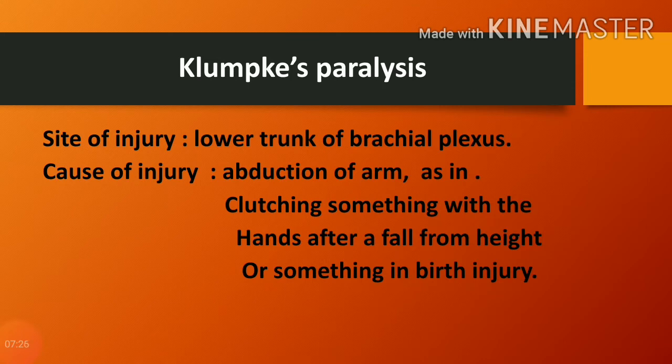So what is the site of injury? The site of injury is the lower trunk of brachial plexus, and the causes are abduction of the arm, as in clutching something with the hands after a fall from height, or something in birth injury. Anyone who falls from height and gets something to hold, definitely holds it, but at that time his upper limb is totally abducted, overhead. So he will get a stretch in his arm, which will lead to injury of the lower trunk of brachial plexus.